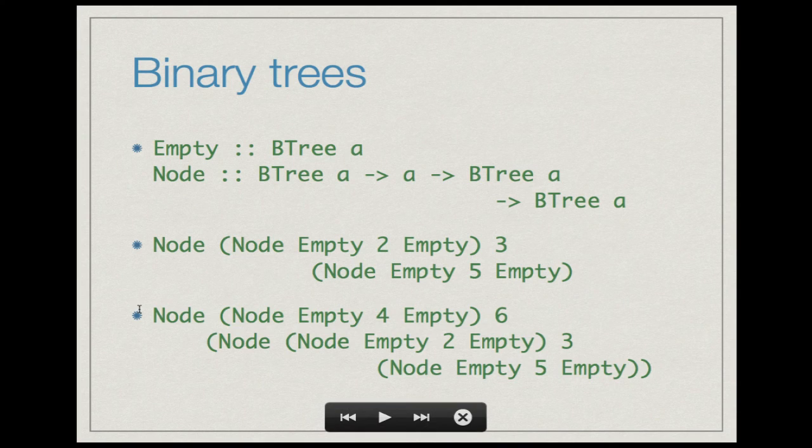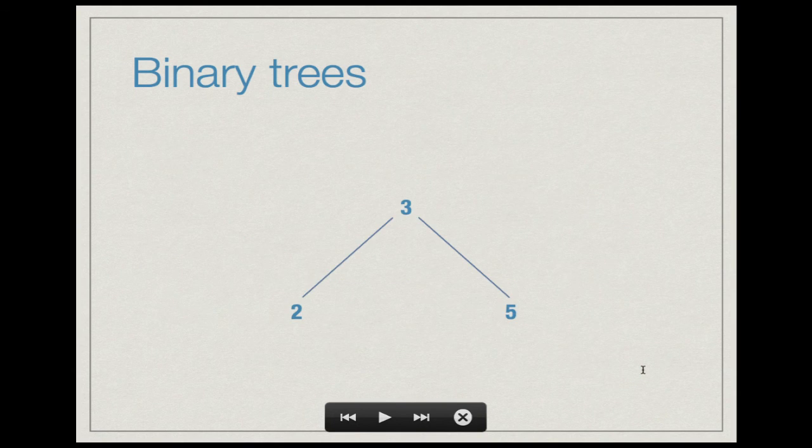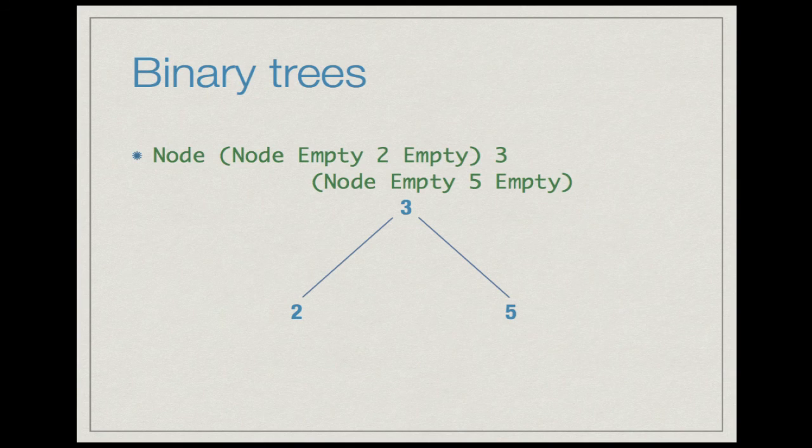Here is another example. Node of some left subtree which is given by node mt4 empty, and the root is 6, and the right subtree itself is a non-trivial tree. Node of some left subtree and the root value being 3 and its right subtree being node mt5 empty. This tree would be defined as this. Node of node mt2 empty, which defines this left subtree, 3 which defines the root, node mt5 empty which defines this right subtree, which consists only of a single node.